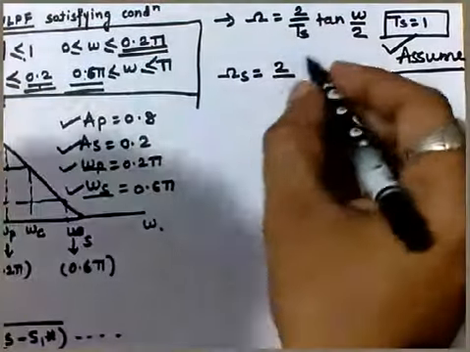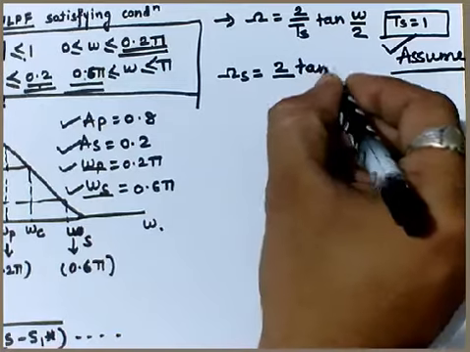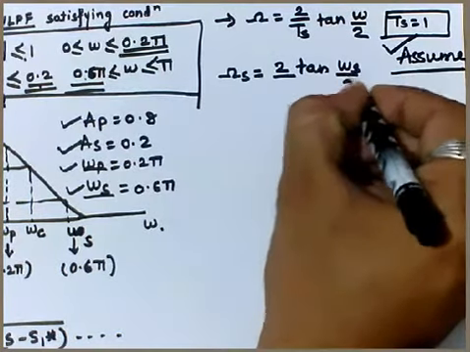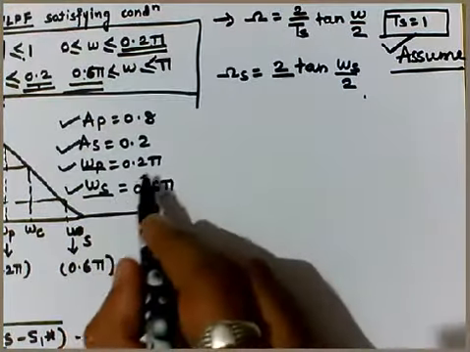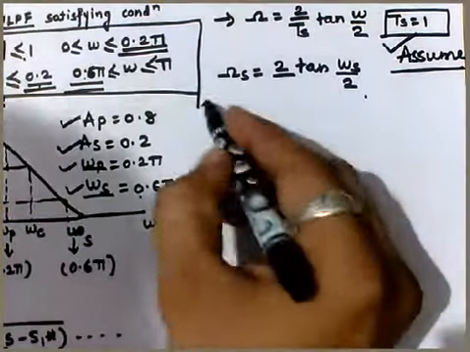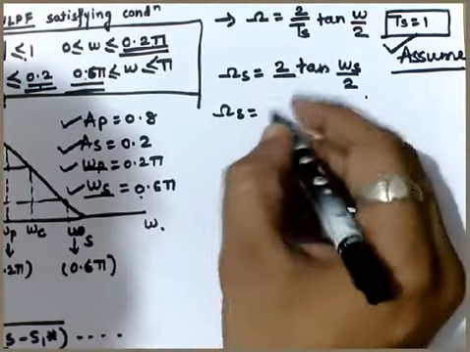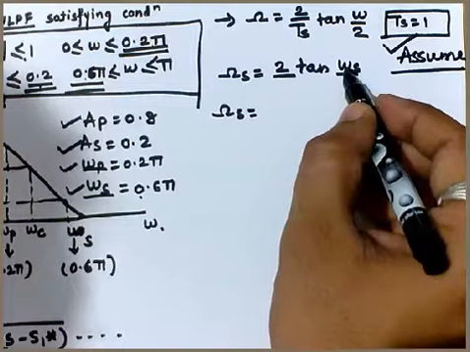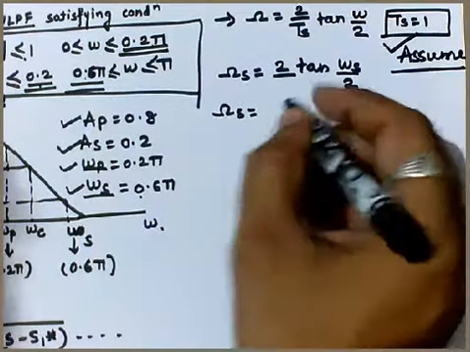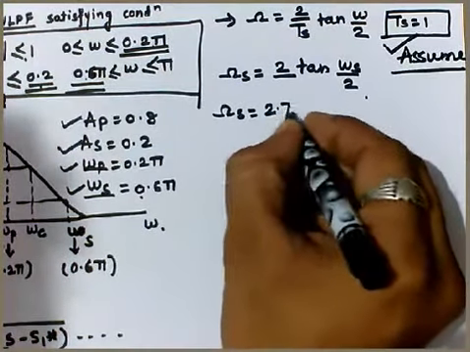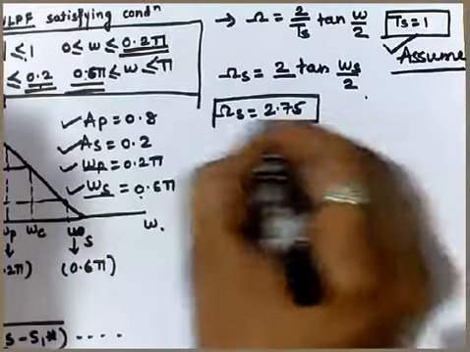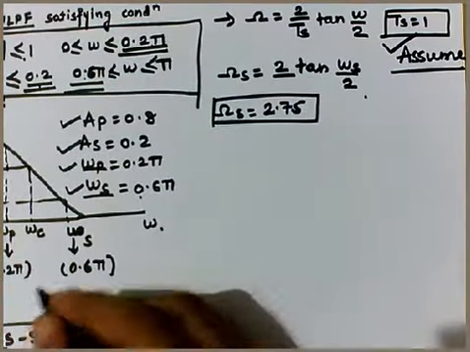So 2 by 1 is 2, so tan(ωs/2). Let's put the value of ωs as 0.6π. So this is how Ωs can be calculated as 2 tan(0.6π/2). It is giving the value as 2.75. So this is how the value of Ωs is calculated.